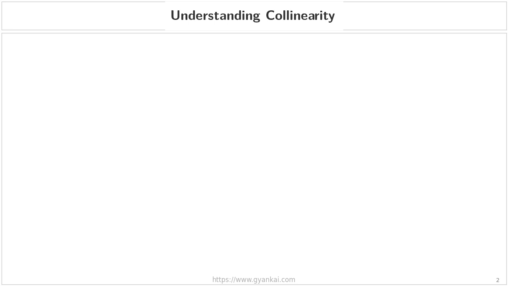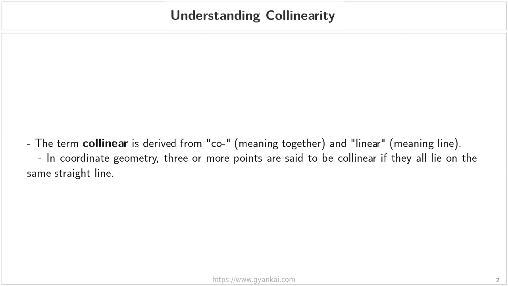Understanding collinearity. First, let's look at the terminology. The word collinear actually tells you exactly what it means if you break it down. It comes from the prefix co, which means together, and linear, which refers to a line. So, in the context of coordinate geometry, we say that 3 or more points are collinear if they all lie together on the same single straight line.